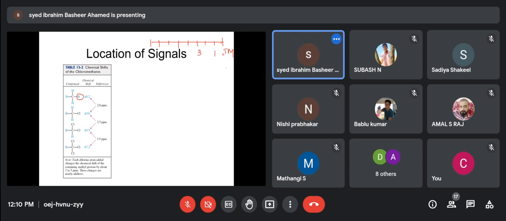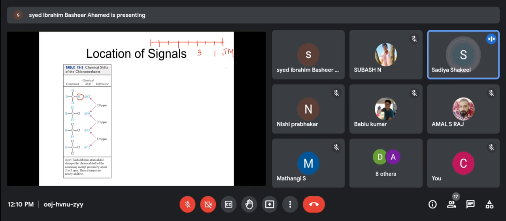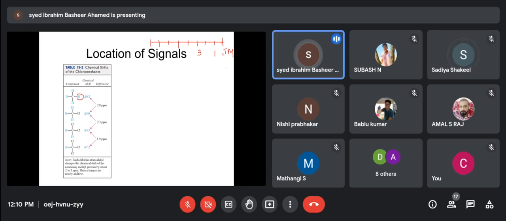No one understood? Sir, is it because it is shielded with fluoride ion? That is what I want to know from you, whether you understood or not. Where is the shielded proton? Is it a shielding effect or a de-shielding effect?